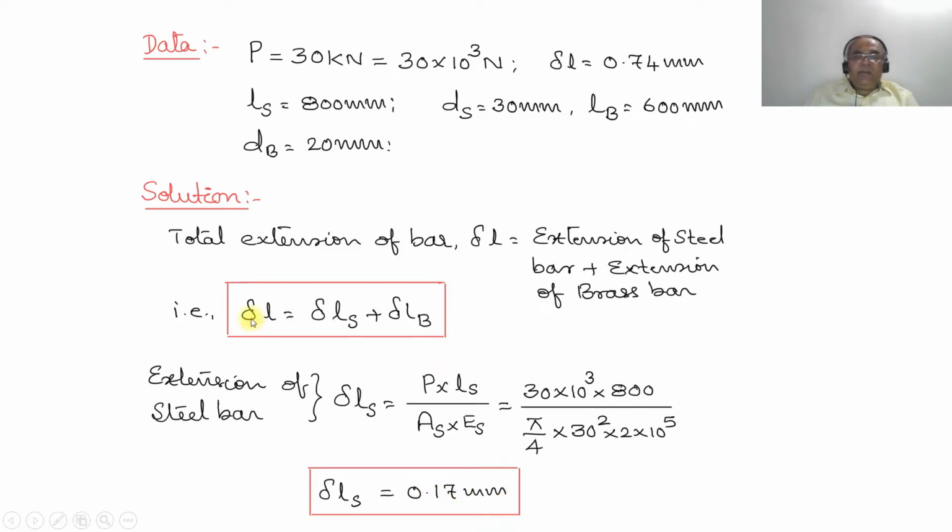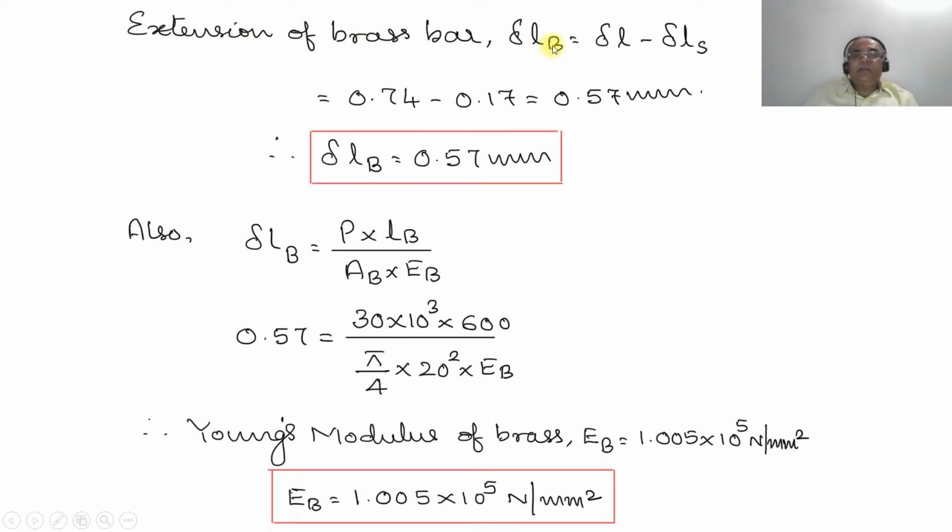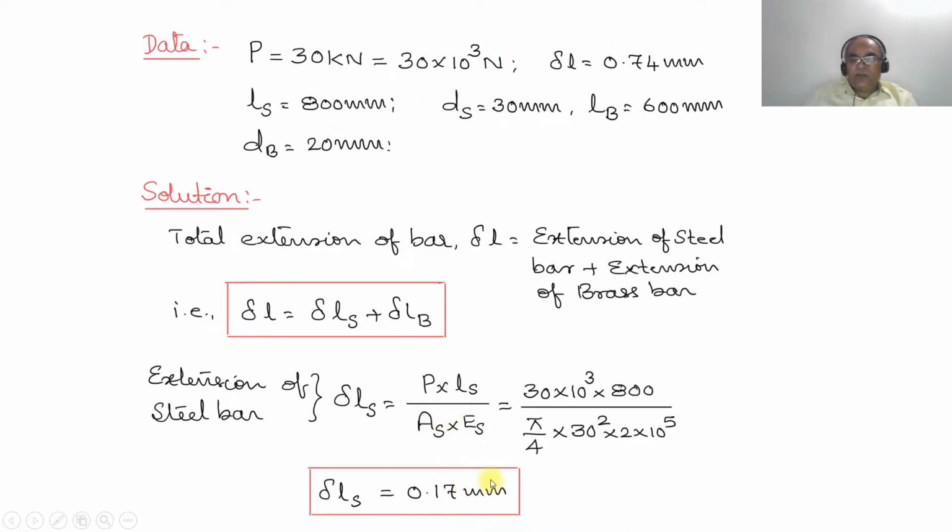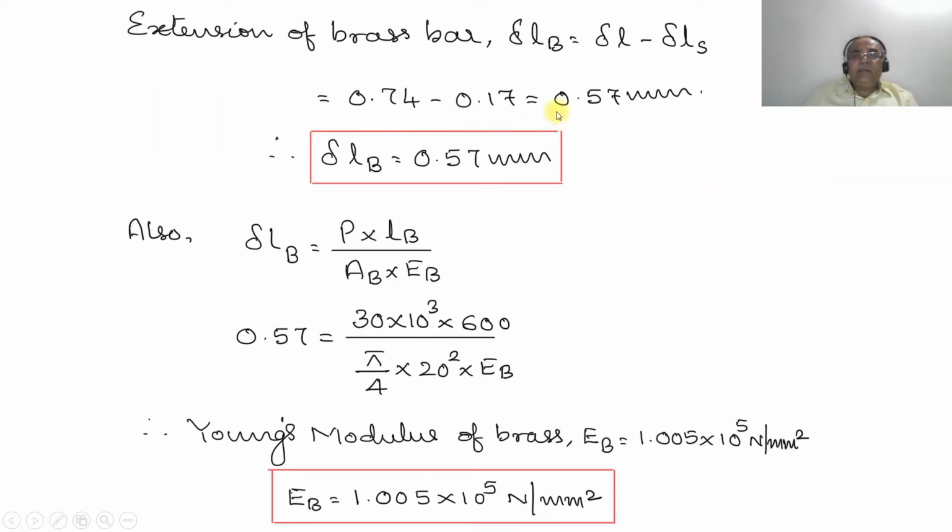Now we know delta L, we know delta LS, so we can find out delta LB. Delta LB is equal to delta L minus delta LS, since we are taking the extension of the steel bar to the left hand side. So 0.74 minus 0.17, on simplification, we are going to get 0.57 mm. So the change in length of the brass bar will be equal to 0.57 mm.